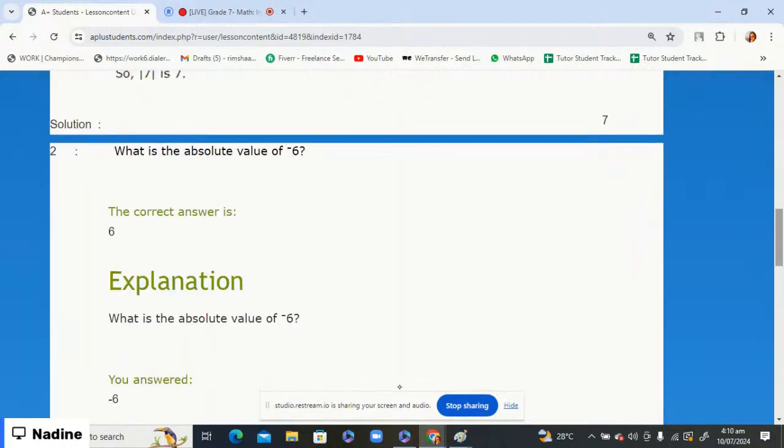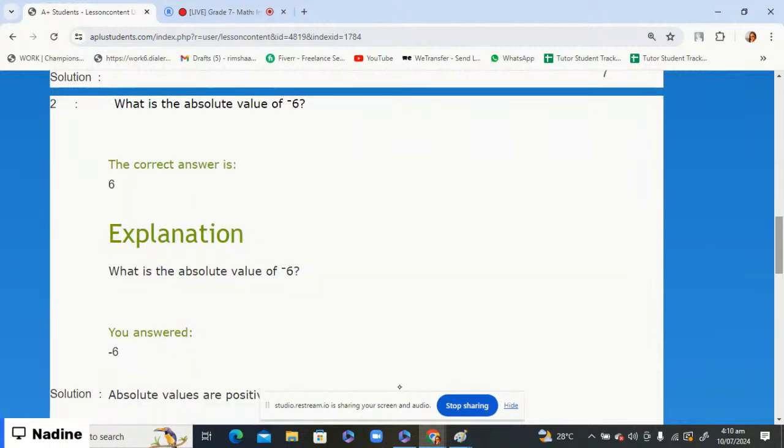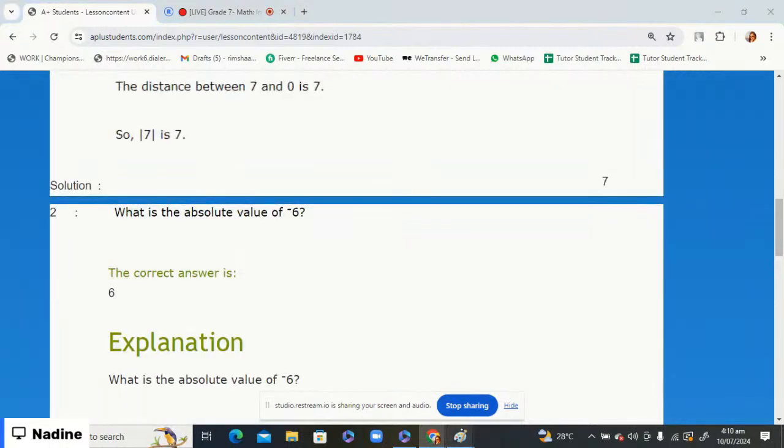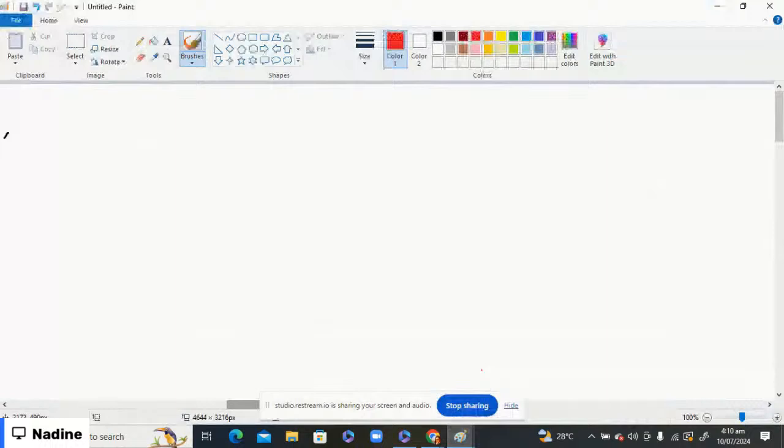Every number which is negative, when you find its absolute value, turns into positive. Like for example, negative 6 is a negative integer. When they say to find its absolute value, it changes into positive 6. Like any number, for example 100, you can turn into positive 100.